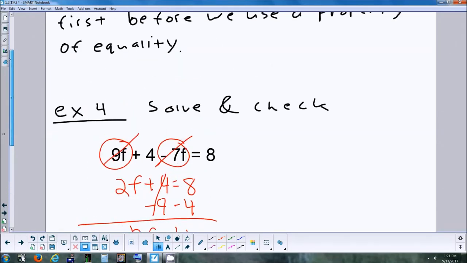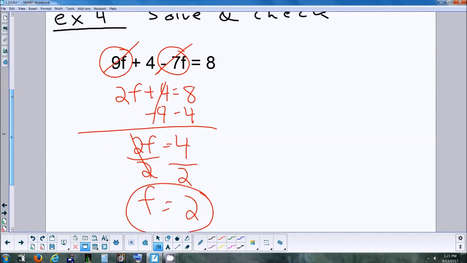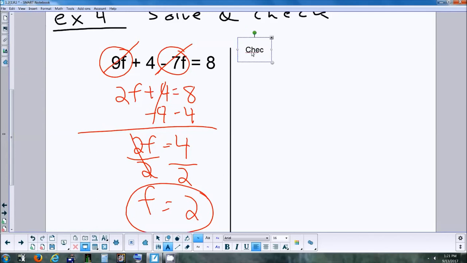Let's go back up. It says solve and check. All right? Can you tell me what to write? You take your answer. Okay, I'm going to take my answer. So 2.